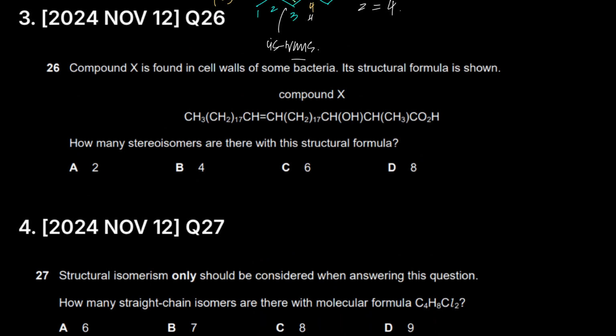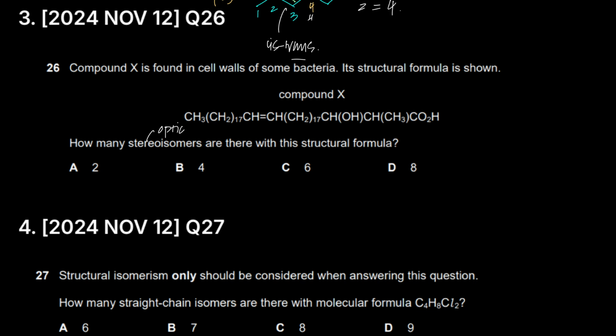Next. Compound X is found in cell walls of some bacteria. Its structural formula is shown. Okay. How many stereoisomers are there with this structural formula? So he's given you this long structural formula. He's saying how many stereoisomers are possible. Stereoisomers again can be of two types.